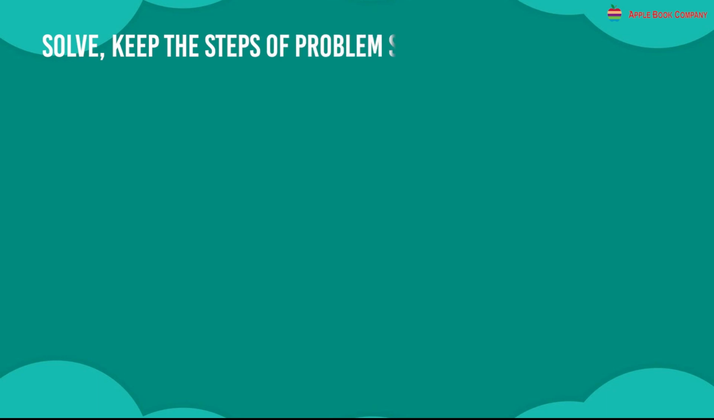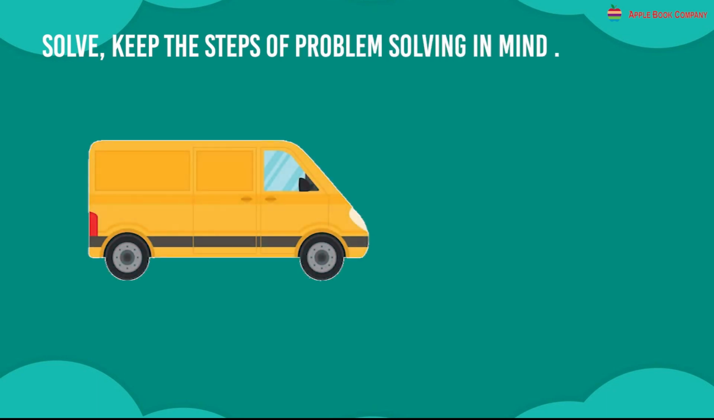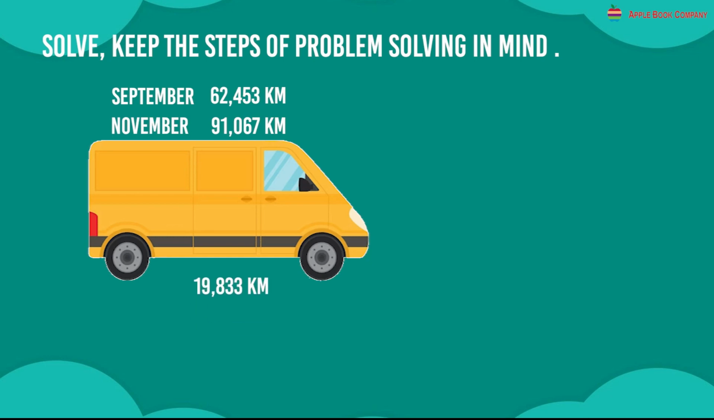Next question. Solve. Keep the steps of problem solving in mind. The odometer of a van showed 62,453 kilometers in September. After 3 months, it showed 91,067 kilometers in November. It had done 19,833 kilometers in September and October.